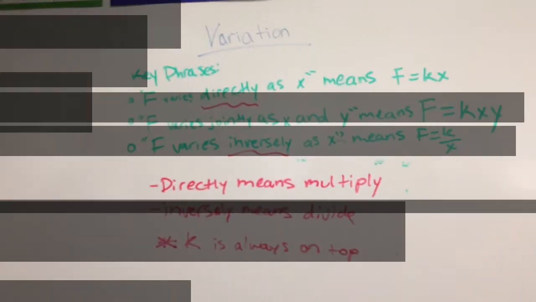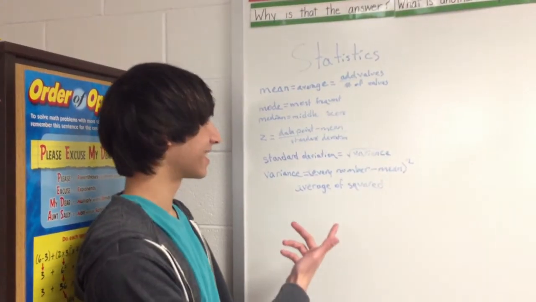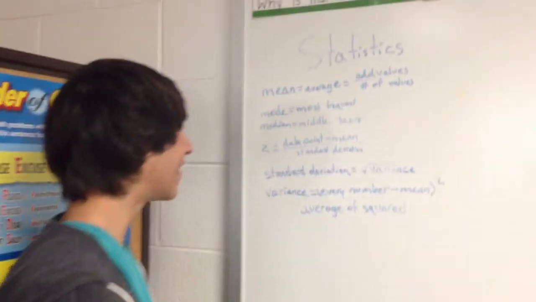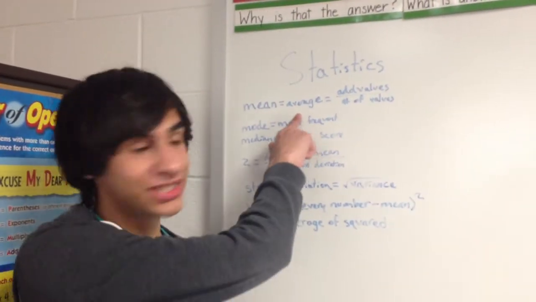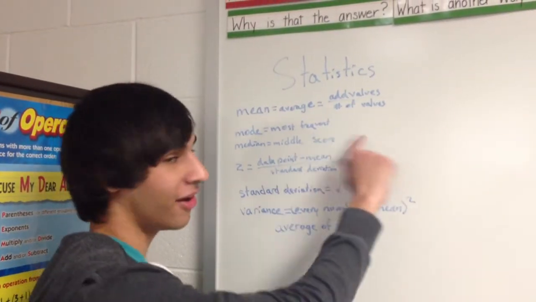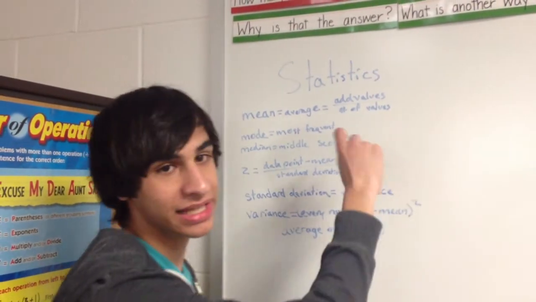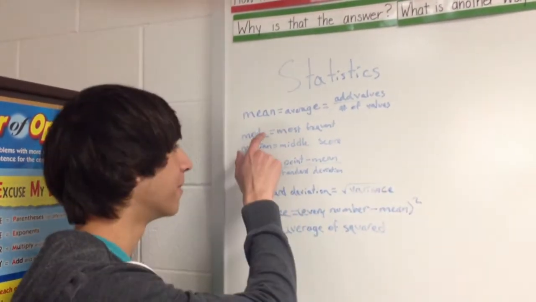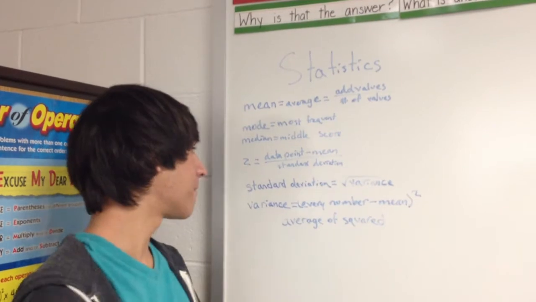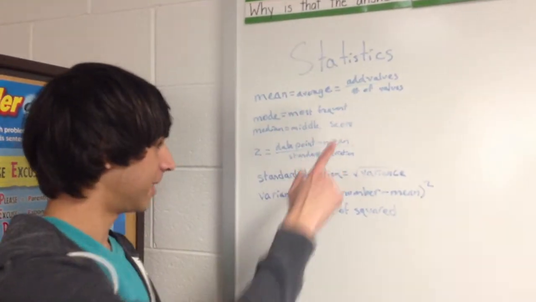Okay, this is statistics. Some key things you need to know are mean, which is the average. And to find the average, you add all your values and divide it by the number of values you have. Mode is the most frequent number. Median is the middle number.